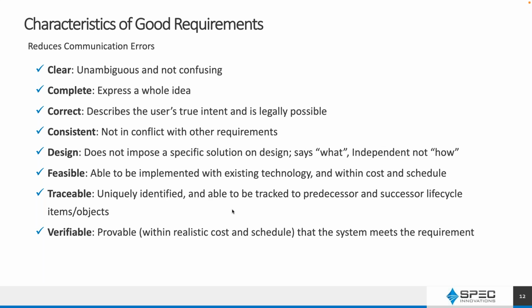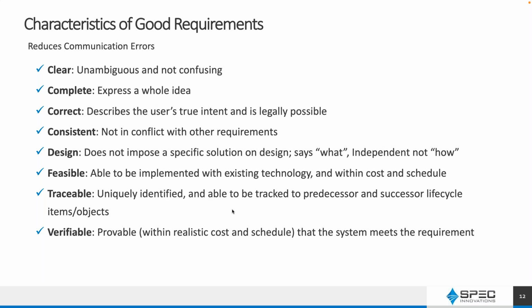Now, correct: is it basically legal? Can you legally do this requirement? Again, that's a tough one to evaluate through heuristics. That requires some knowledge of how the system's going to be used, where it's going to be used, those kinds of things. Consistent: not in conflict with other requirements.